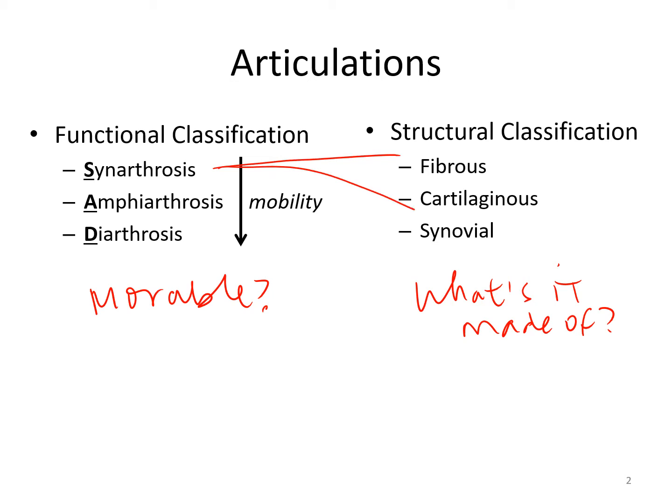You can also say that Amphiarthroses are fibrous or cartilaginous. Now, the Diarthroses category is only classified structurally as synovial. So that is the only way that those two correlate with each other. Functionally, freely movable joints known as Diarthroses are structurally known as synovial joints. Okay, so we'll talk through all of this in more detail over the next few pages.